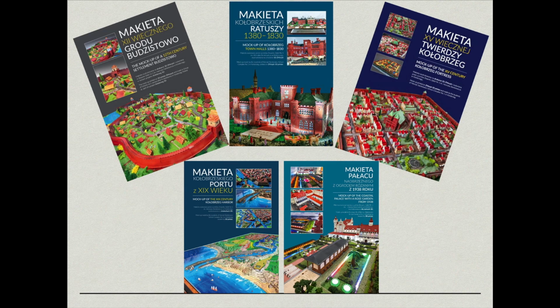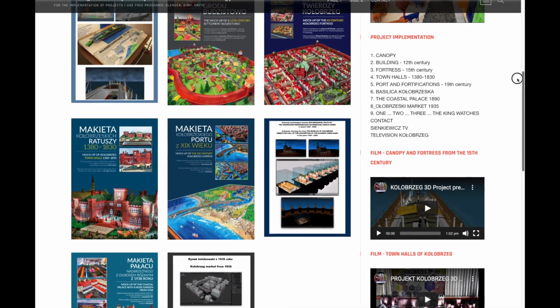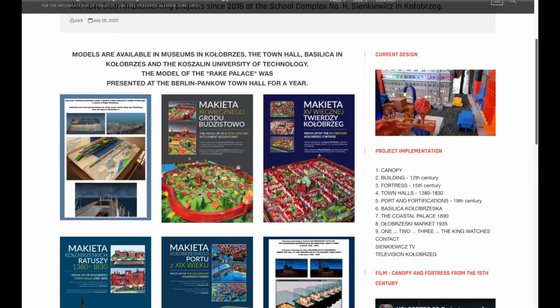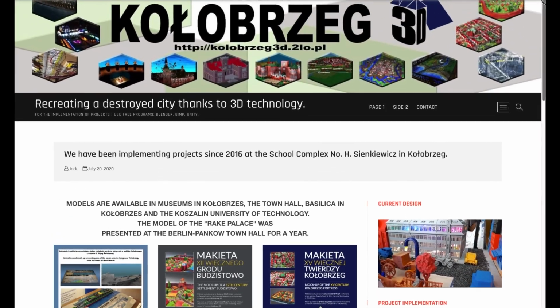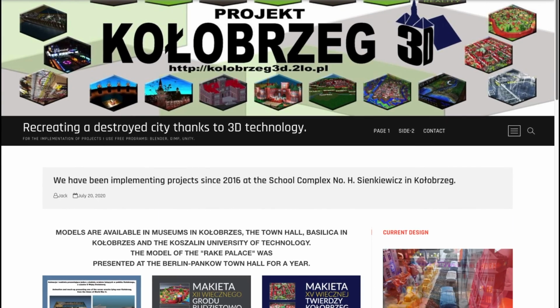I know that all you need is an idea and a little initiative, and the students will drive the project themselves. Thanks to this project, we also get what we wanted. So we are increasing the interest in the history of Kolobrzeg.